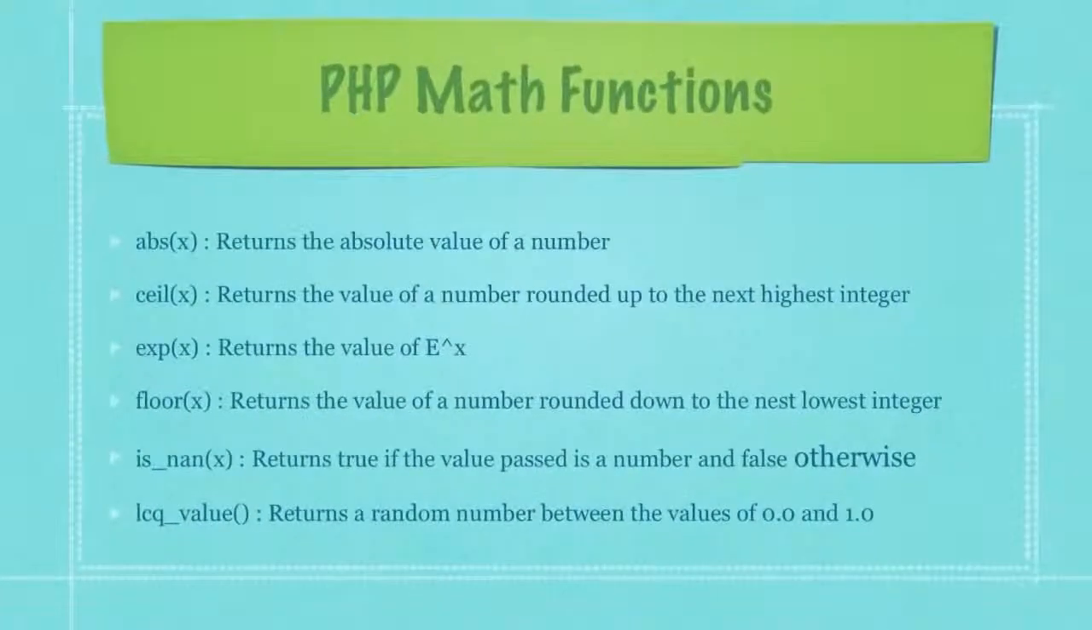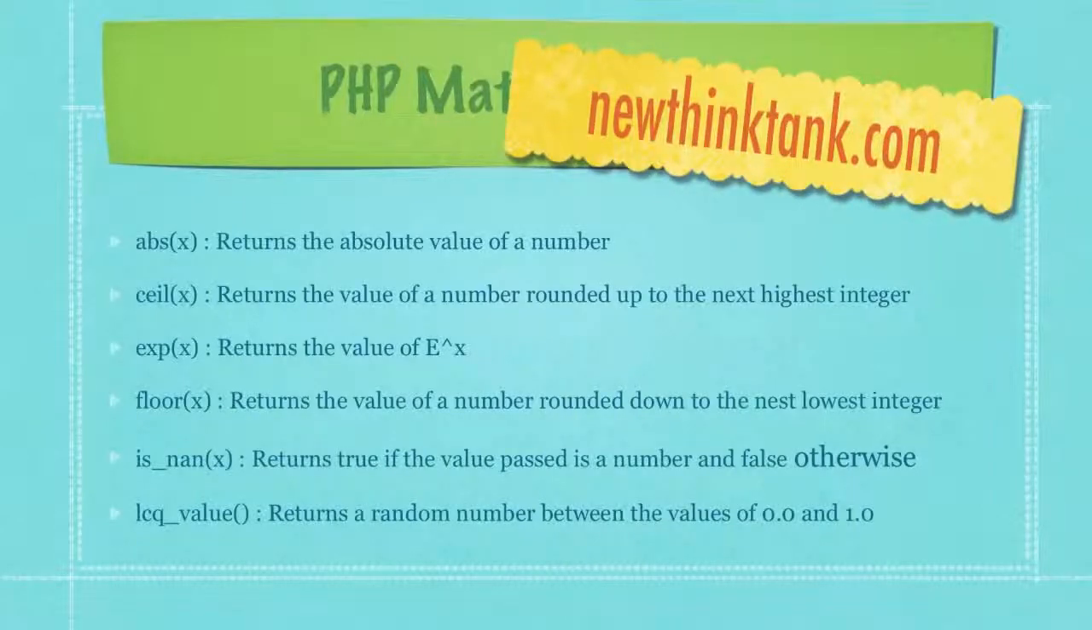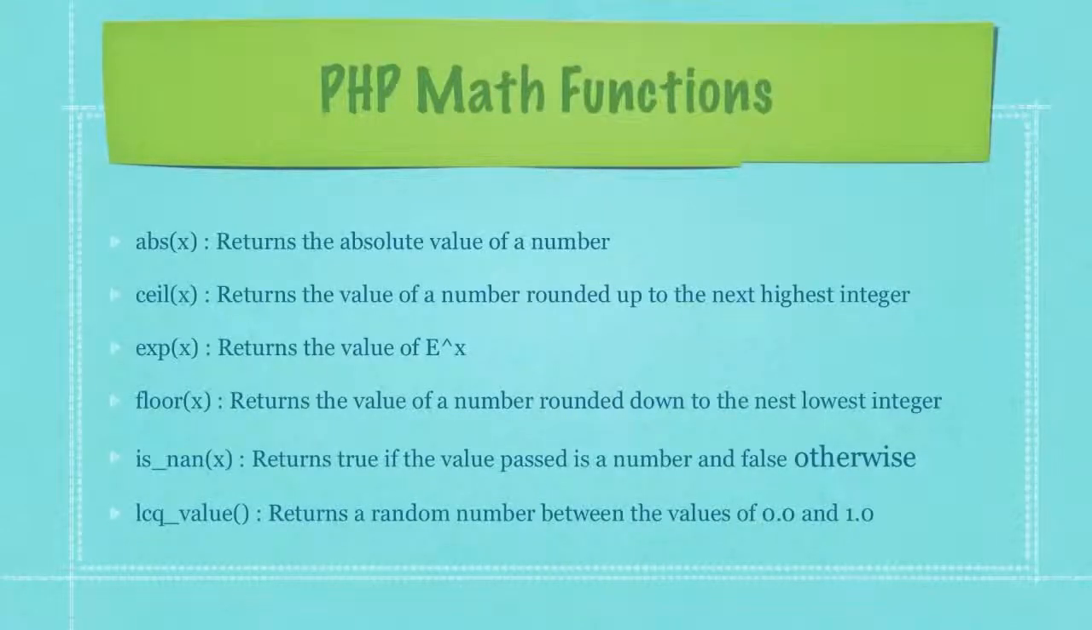Here's a listing of most often used math functions available in PHP. We have the absolute value. We have the ceiling, which returns the value of a number rounded up to the next highest integer. Then we have a function that will return e to the value of x. Floor returns the value of a number rounded down to the next lowest integer. IsNan returns true if the value passed is not a number and false otherwise.